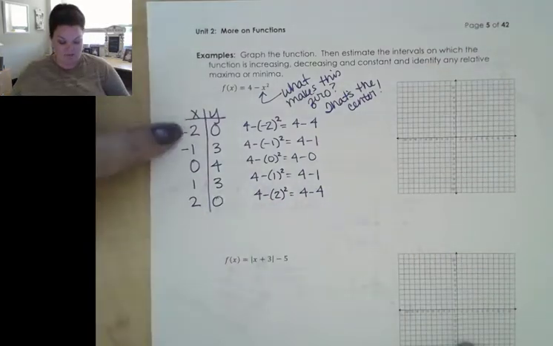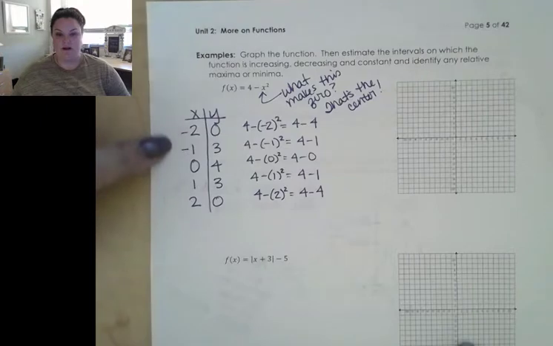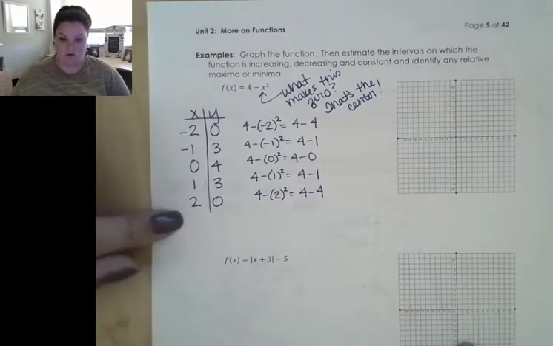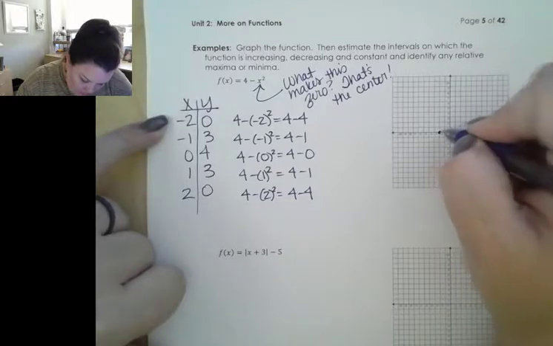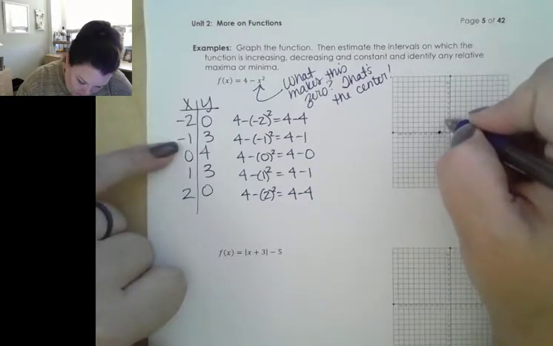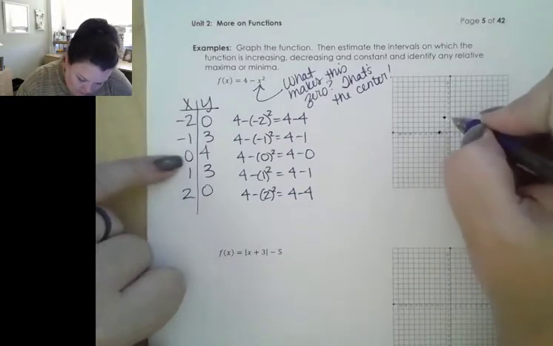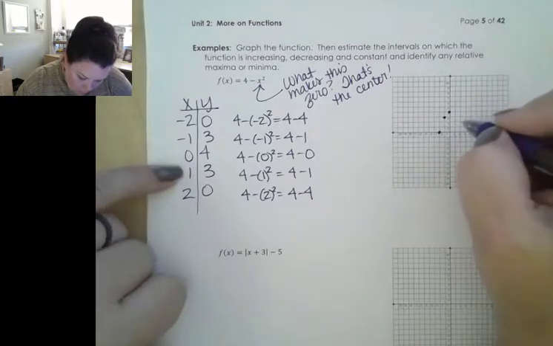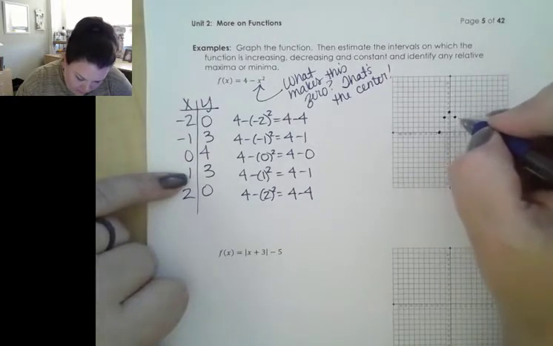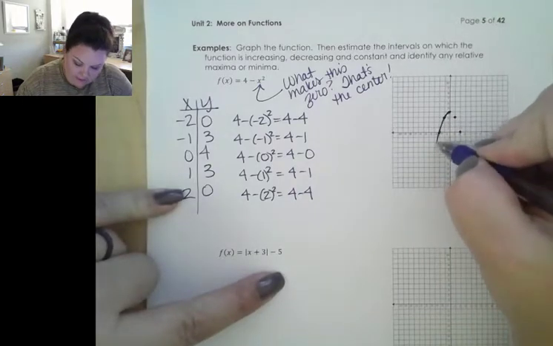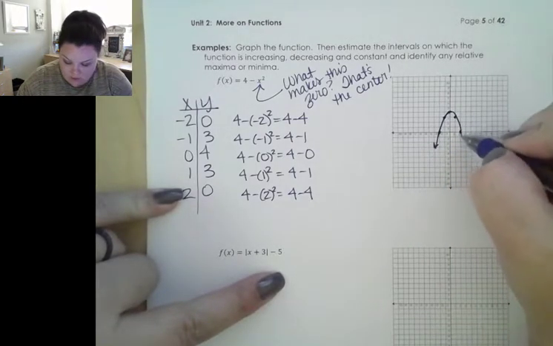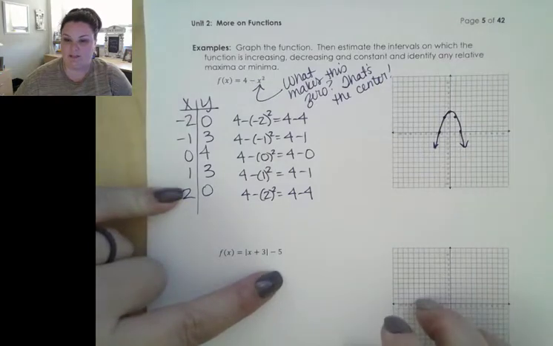Okay, so now I have a pretty good idea of what this parabola looks like. So I'm going to go ahead and plot all these ordered pairs. At -2, I'm at 0. At -1, I'm up at 3. At 0, I'm at 4. At 1, I'm back down at 3. And at 2, I'm back down at 0. So I go ahead and connect my dots, draw arrows so I get a good parabola shape.